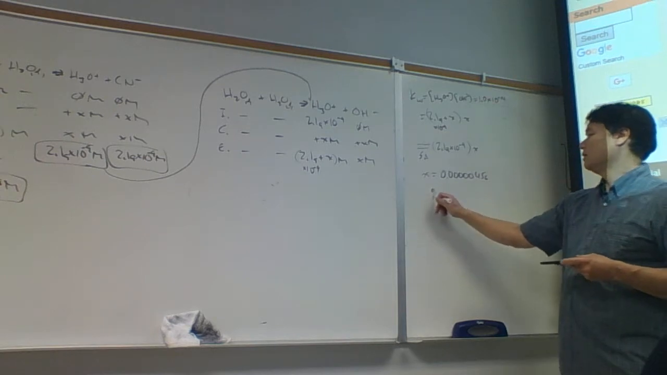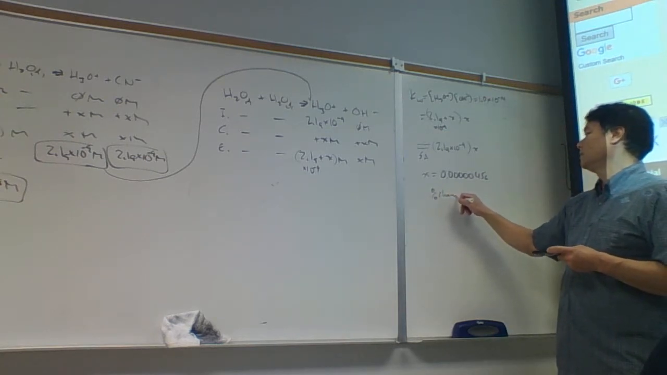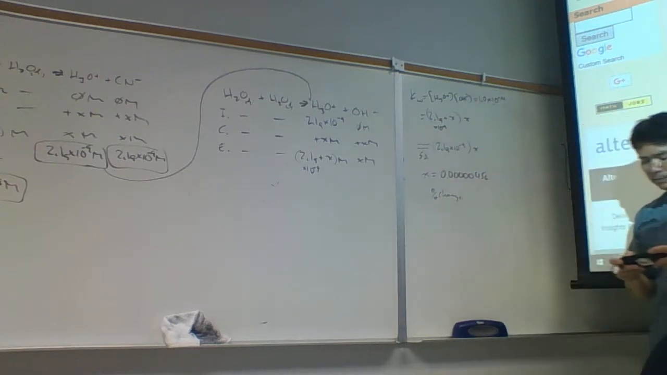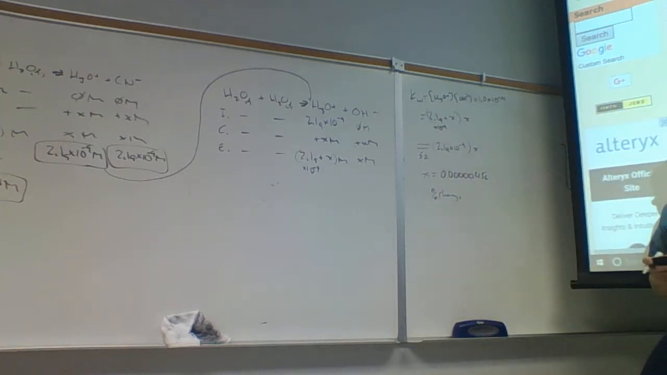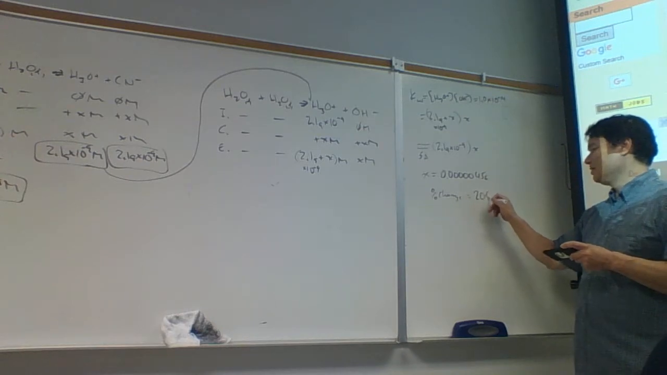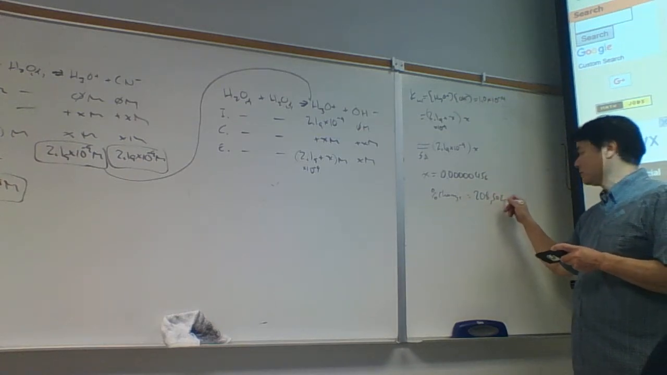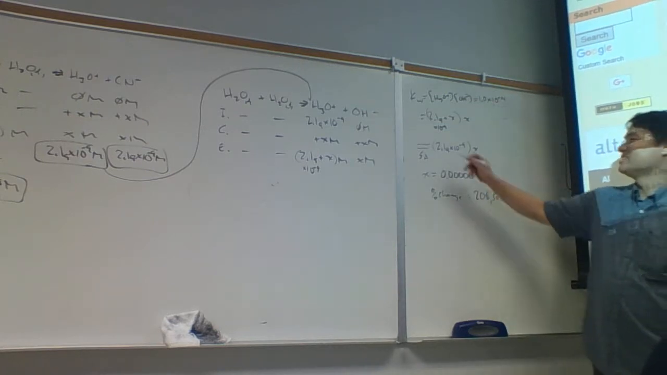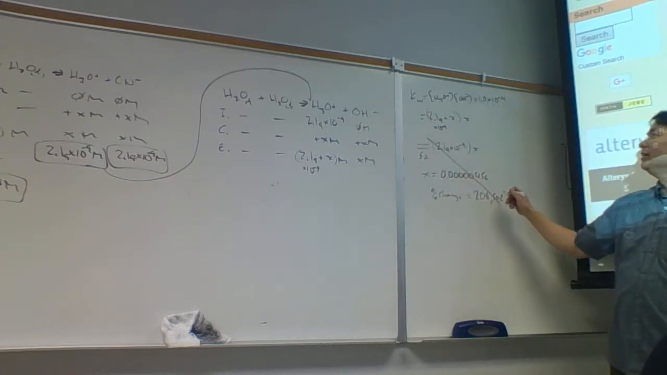Well, let's go ahead and calculate the percent change. Percent change would be the change x over the original 2.19 times 10 to the minus 9, times 100. Percent change comes out to 208,502%. Obviously, the simplifying assumption failed here.